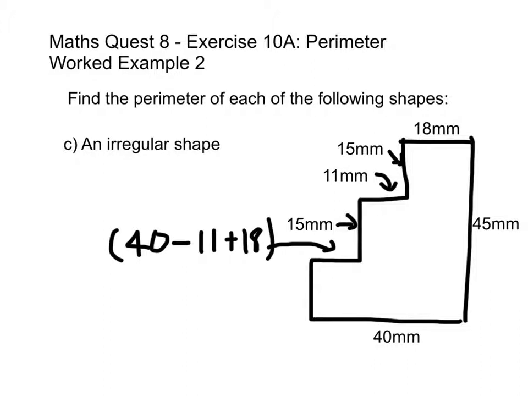And this measurement here, this one, must be this measurement here, take away this measurement, plus this measurement. So that would be 45 minus 15 plus 15.